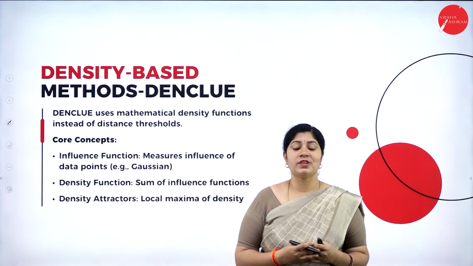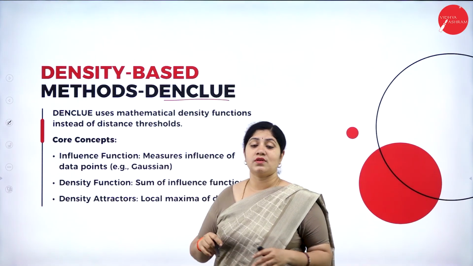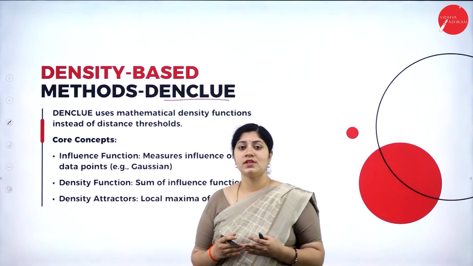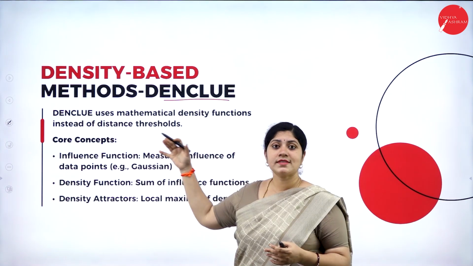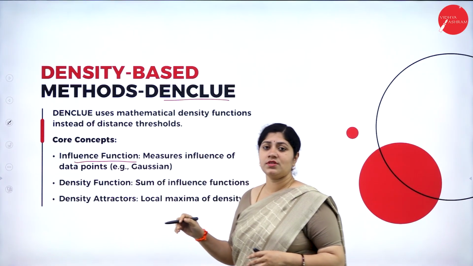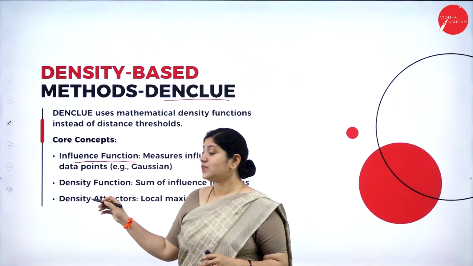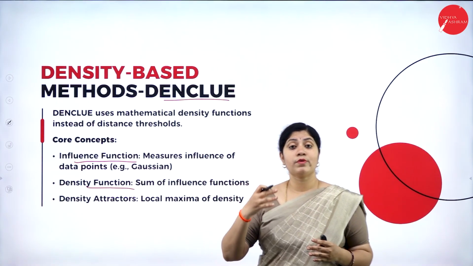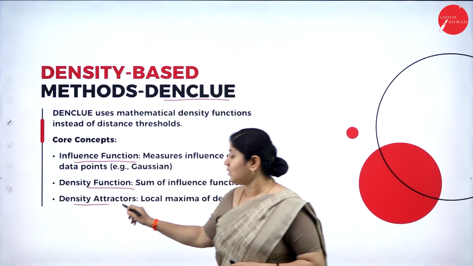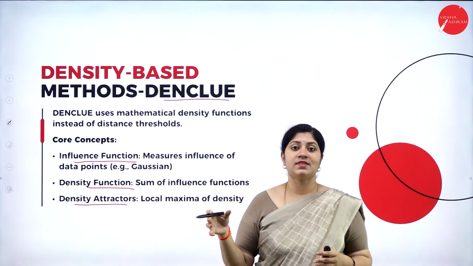Up next, let's move with the next method, that's DENCLUE, which is the full form of density-based clustering. This DENCLUE uses mathematical density functions instead of distance thresholds. The core concepts of DENCLUE include the influence function, which gives a measure of influence of a data point. The next concept is a density function, which is responsible to provide the sum of influence functions. The third concept is the density attractors. These attractors will provide the local maxima of densities.